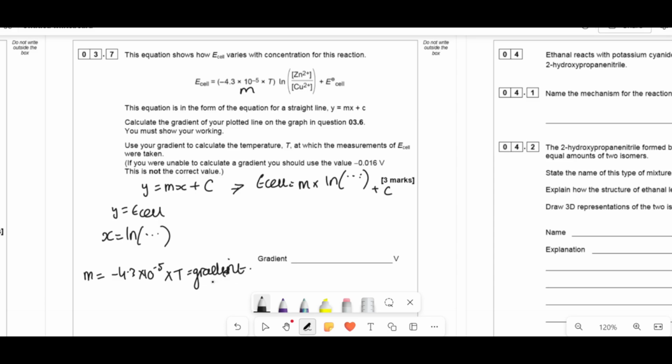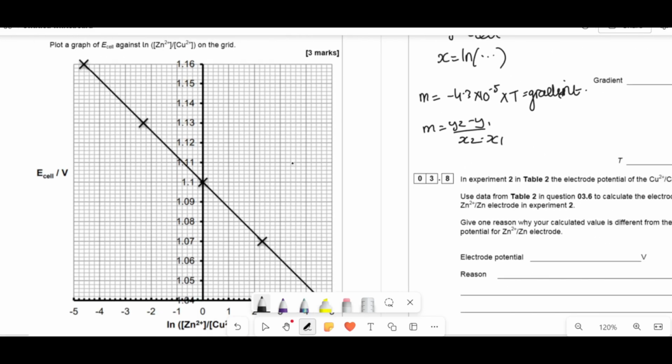So to work out the gradient, all you do is y2 minus y1 over x2 minus x1, right? So you'd pick two points and work them out like that. If I choose here and here, this would be your x2 and your y2, and this would be your x1 and your y1. Now for the mathematicians that lose their mind every time I say this, it's because not everyone does maths, and some people get the numbers mixed up and get the gradient wrong.